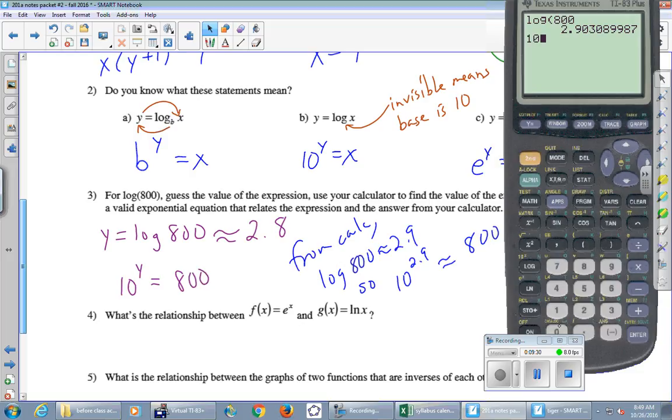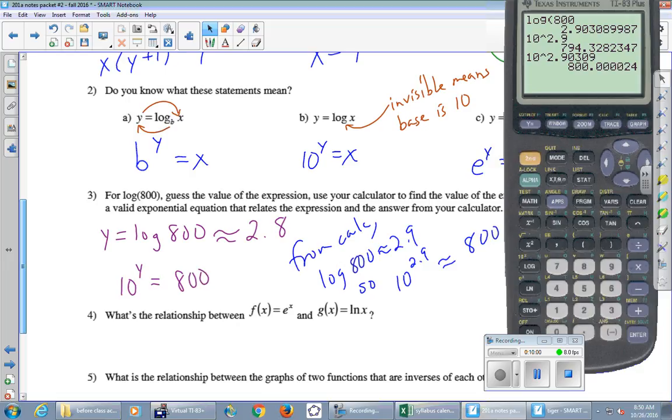And if I type in 10 to the 2.9, am I going to get 800? Not quite. What happened? I rounded, right? What if we type in more? 2.90309. How about that? That's pretty darn close, right? More digits you use, the more accurate it is.